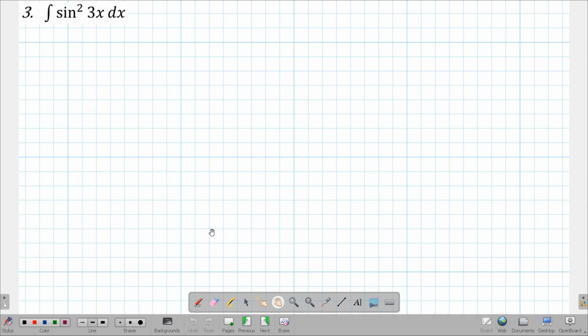So we know that sine squared x, according to our power reducing identity, is 1 minus cosine 2x over 2, which can also be written as 1/2 minus 1/2 cosine 2x. So with this in mind, we can now use this to replace the sine squared identity and then work from there with our integration. I'll work with the second one.